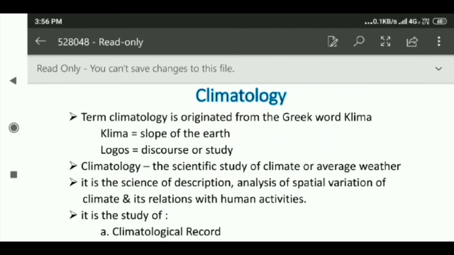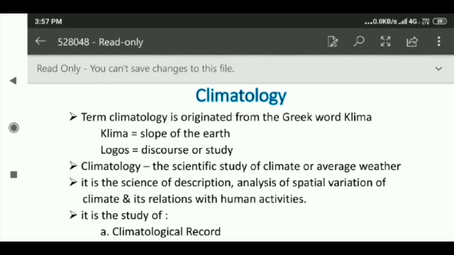Let us now learn about climatology. The term climatology originated from the Greek word klima. It is compounded of two Greek words, klima plus logos. Klima means slope of the earth and logos means a discourse or study. Here, slope of the earth refers to our conception of latitude.